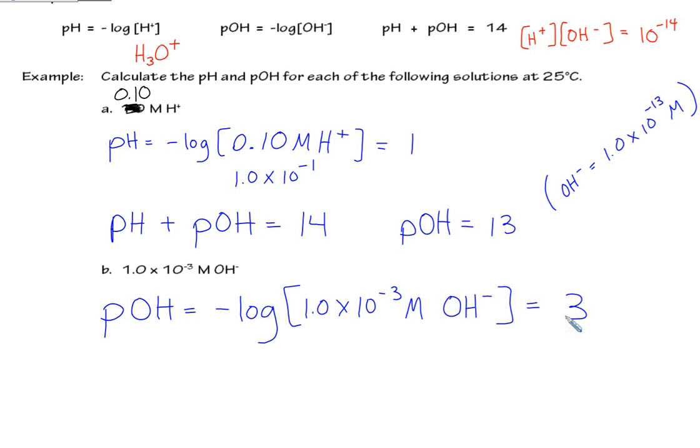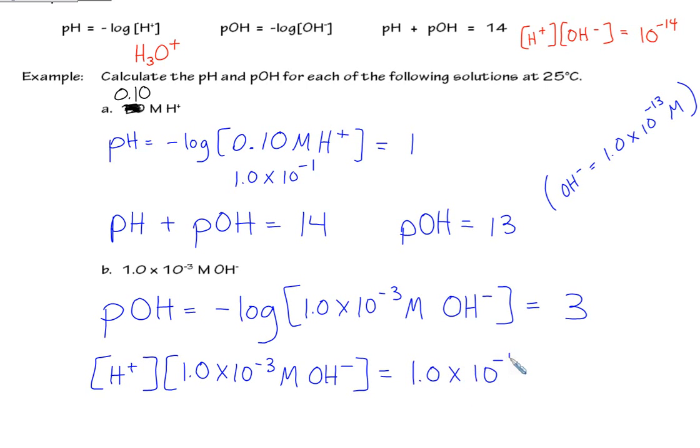So options then. You could do this, pH plus pOH equals 14, and I should be looking at a pH of 11. Or you can do this. You can do hydrogen concentration times hydroxide, 1.0 times 10 to the negative third molar hydroxide, equals 1.0 times 10 to the negative 14th.